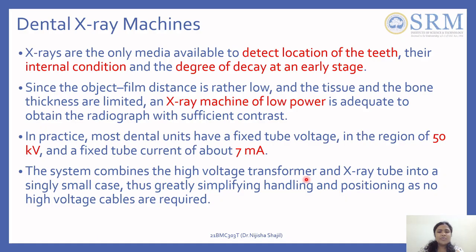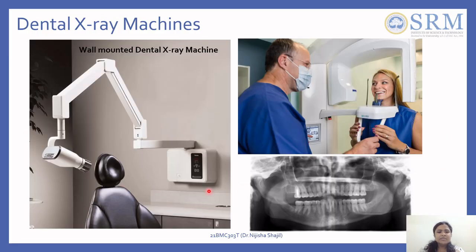If you see the high voltage transformer or the high frequency transformer along with the X-ray tube, everything comes in a single case. So you just have the X-rays to be delivered and you have the film. That's all. Everything is very, very simplified, and the positioning is very compact in case of dental X-ray machines. So this is how a dental X-ray machine looks like. You can see here the X-ray and the output tube, and this is the X-ray of the dental system.